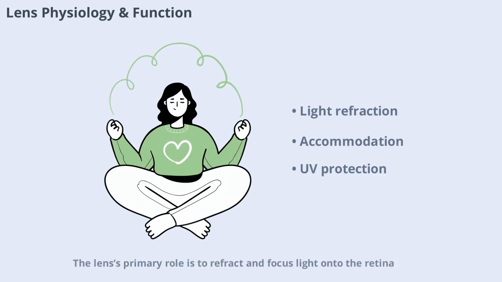The lens's primary role is to refract and focus light onto the retina, ensuring clear vision. It dynamically alters its curvature to accommodate near and far objects, a process vital for everyday activities like reading. Additionally, the lens acts as a filter, absorbing ultraviolet light and protecting deeper ocular tissues. Its clarity depends on active metabolic cascades that prevent protein aggregation and maintain optical transparency throughout life.